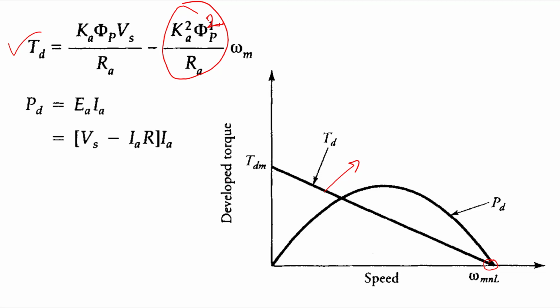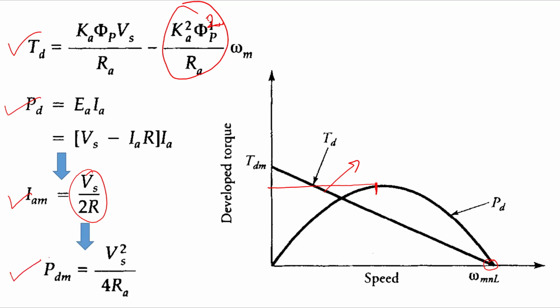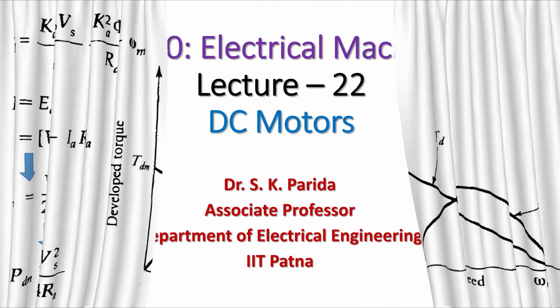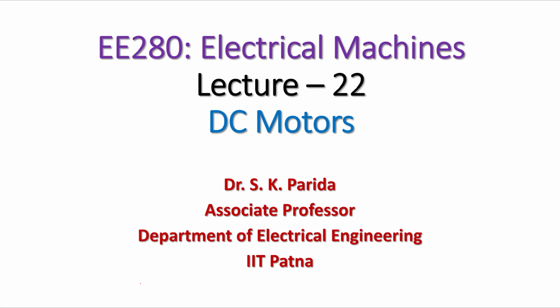Okay, so similarly from the PD equation also we can draw the characteristic with the maximum value, where this maximum value will be this, right? At this current we'll get the maximum value of the developed power, and the maximum value of the developed power will be Vs square by 4 Ra, like we have derived in case of series motor, right? So both for series and shunt motor we have seen the characteristic and the performance. So we'll stop here, maybe we'll continue tomorrow the compound motors, right? Okay, so thank you very much.